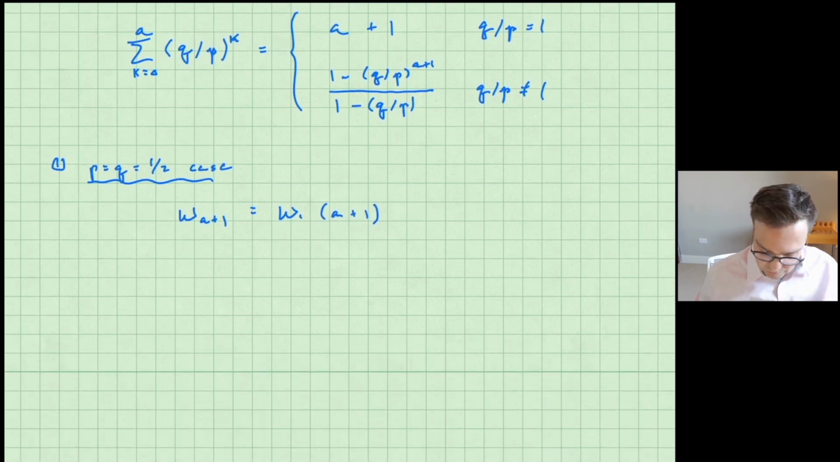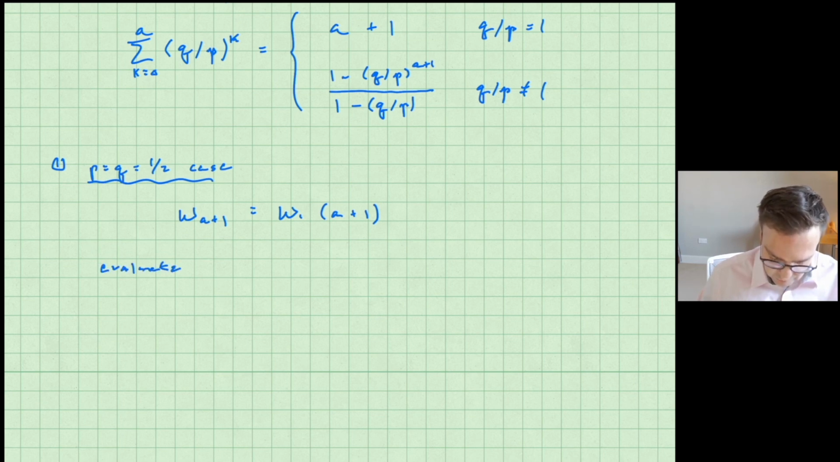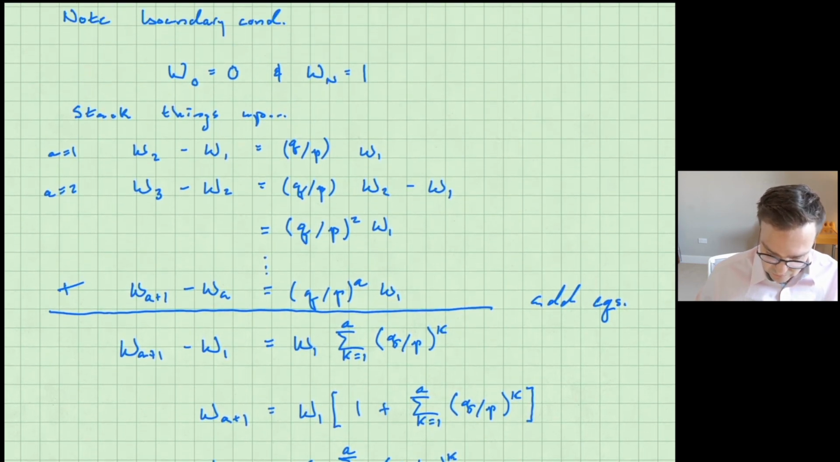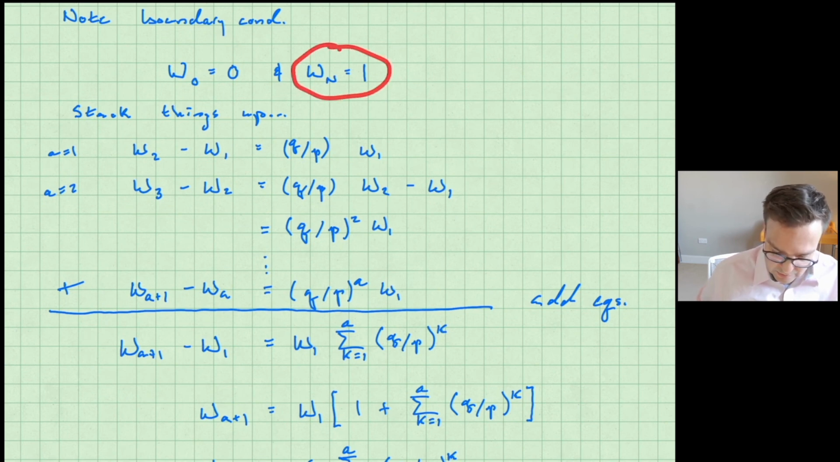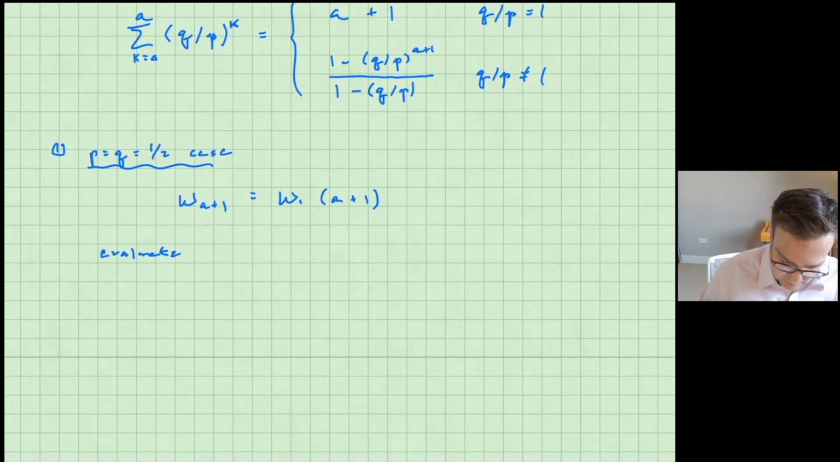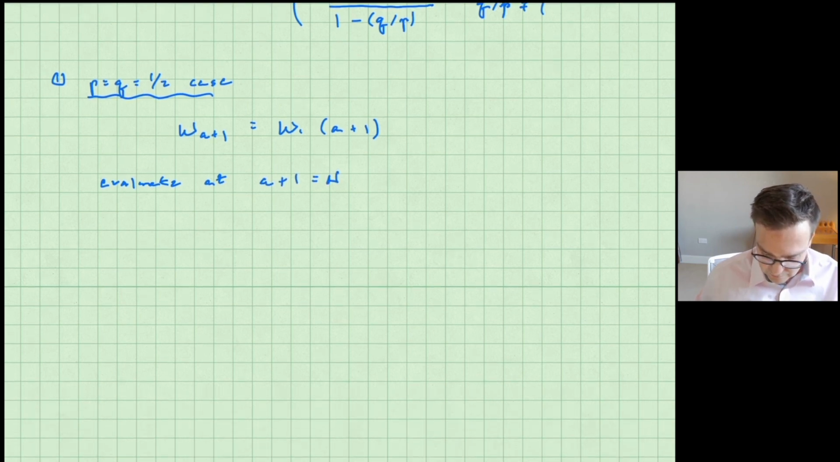Right, now what we want to do is somehow exploit the boundary conditions. So I want to evaluate this at a place where I'll be able to exploit the boundary condition, the one I haven't used yet: W sub n is equal to 1. So I want to evaluate this at A plus 1 equal to n. If I do that, the left-hand side, W sub A plus 1, is equal to 1.